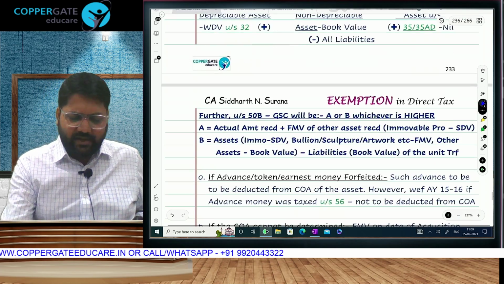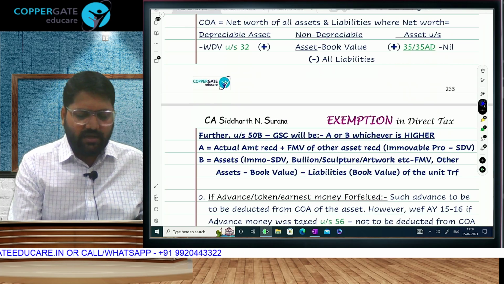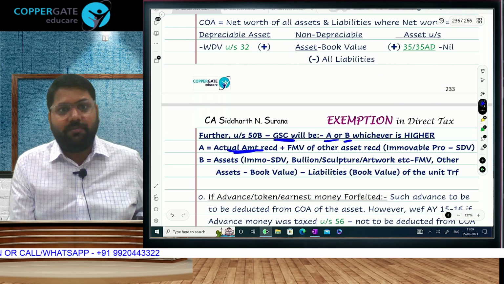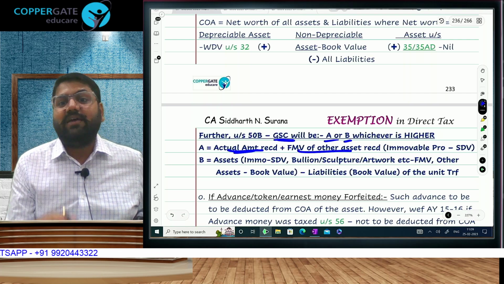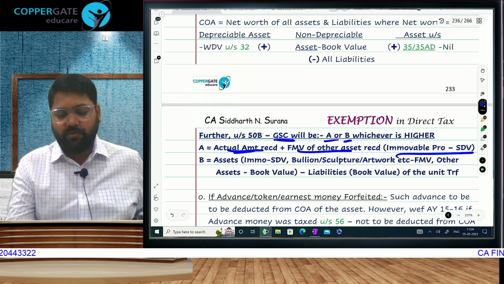In that also, the amendment has made some changes. Let me talk about the selling price first. GSC will be A or B, whichever is higher. A will be the actual amount that you receive, plus sometimes you can receive assets also, no? So their fair market value, and if it is immovable property, then stamp duty value.